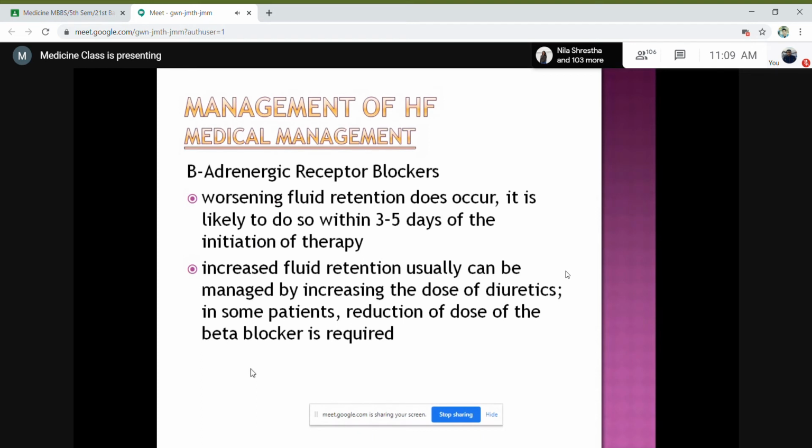Okay. So increased fluid retention usually can be managed by increasing the dose of diuretics, as we have already said, in some patients, and reduction of the dose of beta blockers if required. So you start with the low dose, and you check for around 5 to 6 days whether there is fluid retention or not. If there is fluid retention, you increase the dose of diuretics. Even after increasing the dose of diuretics, if the patient still has fluid retention, the other way to treat is to just decrease the dose of beta blockers.